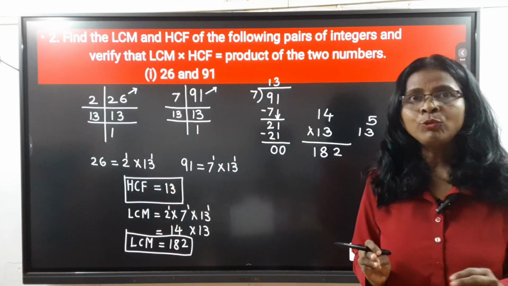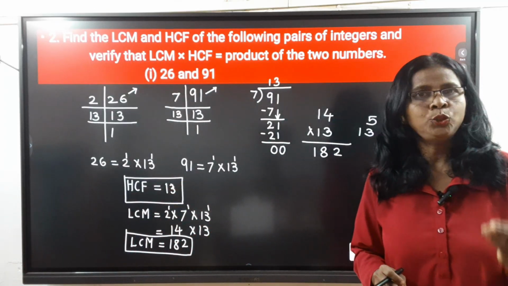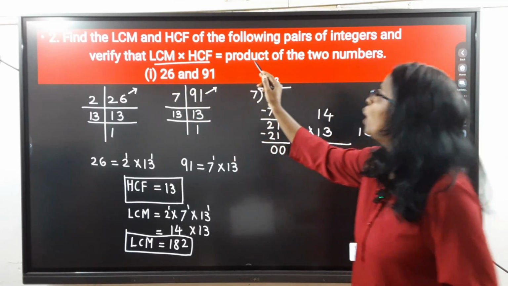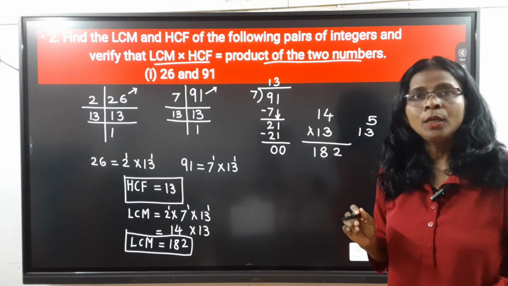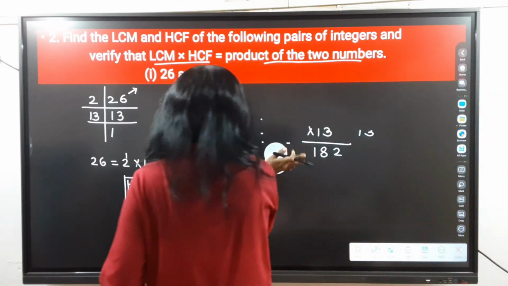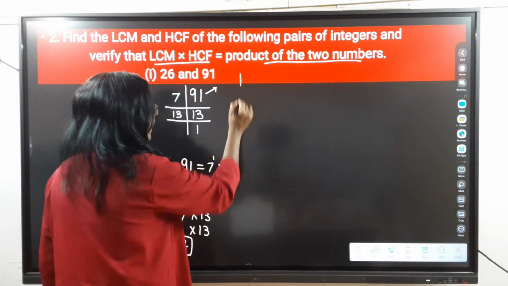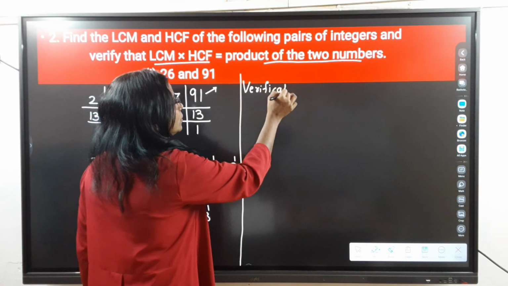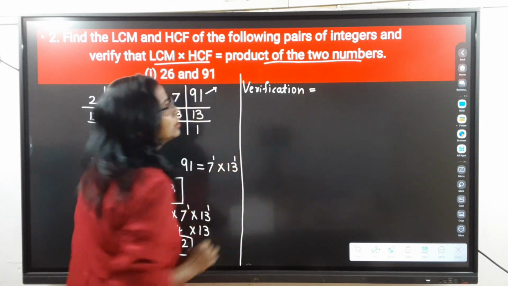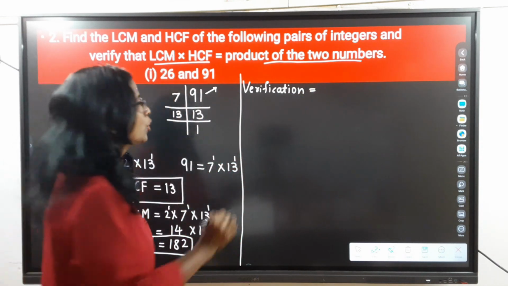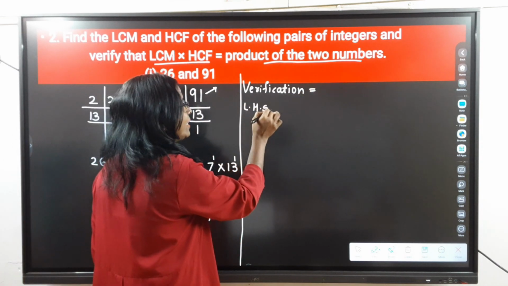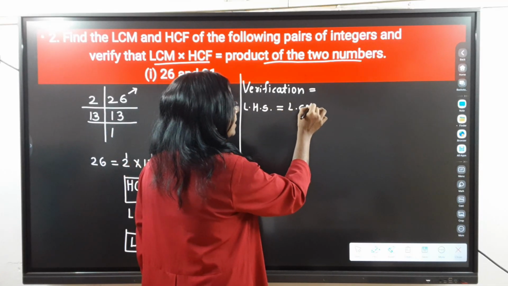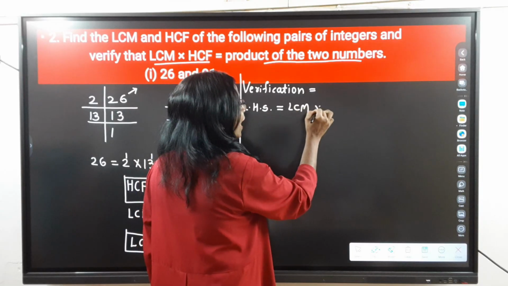Okay students, now there is a formula to verify that LCM multiplied by HCF is equal to the product of the two numbers. So here let us see the verification. I write down here verification. For the verification I write down the LHS. So what is the LHS? LHS, that is the left hand side, and the left hand side is LCM multiply HCF.